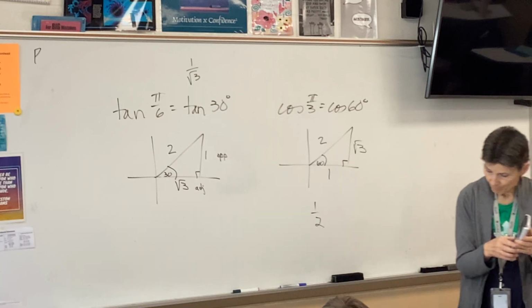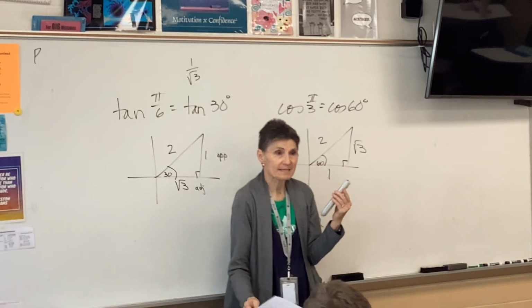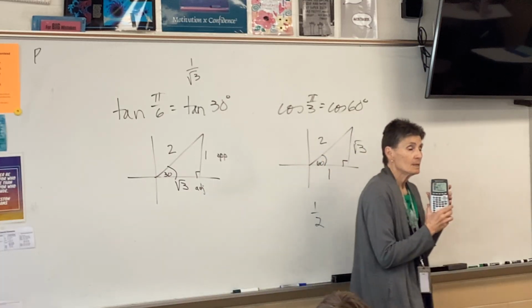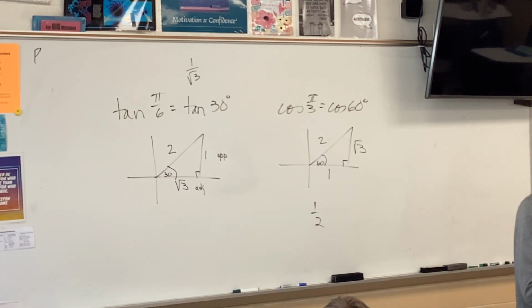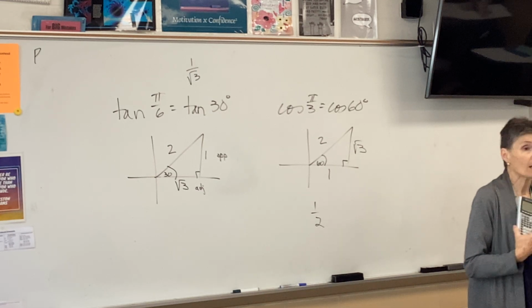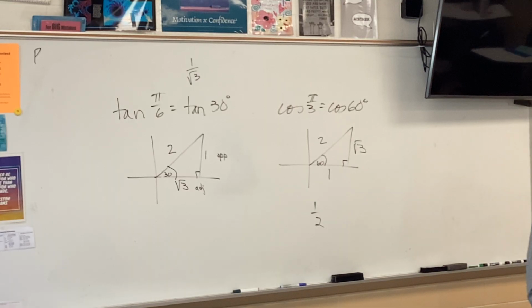Okay? Now, first problem says secant 10. You do not have a secant button, so you have to remember what secant is. What is secant? Reciprocal of cosine. So you're going to literally type 1 divided by cosine 10. Secant is the reciprocal of the cosine, so 1 over cosine. You should have gotten 1.0154.